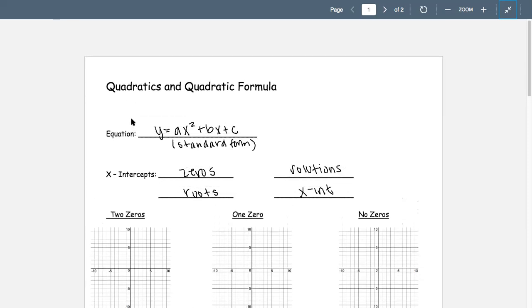Okay. Now, there are three types of solutions. 2 zeros, 1 zero, or no zeros. For the one that says 2 zeros, why is there 2 zeros? Because there's 2 points of the x-intercept. Yes, there's 2 places where it will cross the x-axis. So it would look something like this, or it could be upside down, it doesn't matter. But there will be 2 points of contact on the x-axis. So there will be 2 x-intercepts.